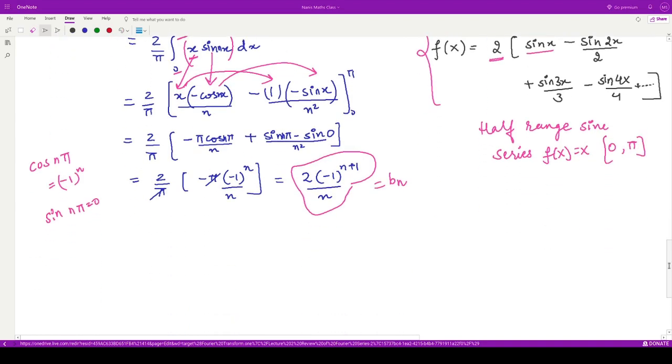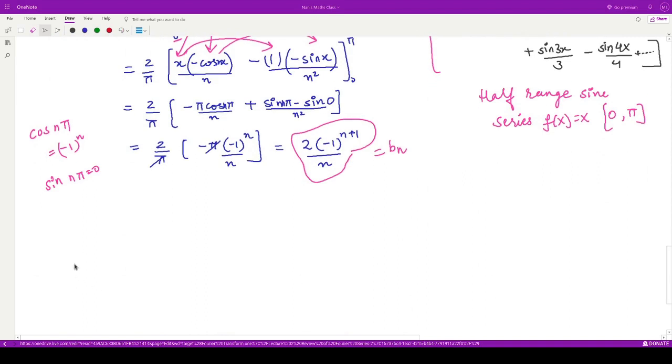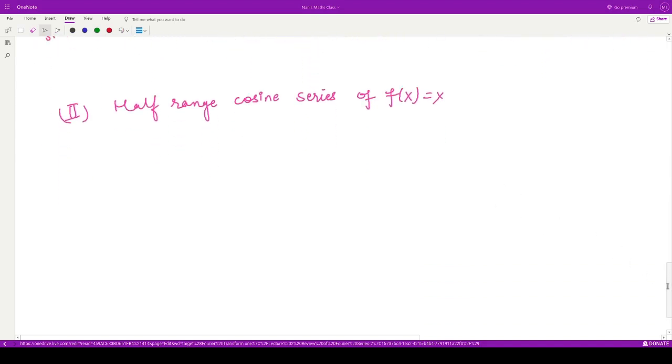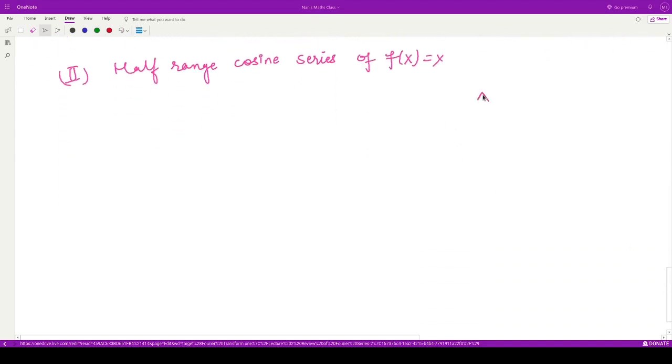So now the next thing to do is we can find the half range cosine series of this function f of x is equal to x. For that, what we do is create an even function for this particular expansion. So let us do that. Firstly, we'll make the coordinate system. Our function is defined from 0 to pi as f of x is equal to x, something like this.